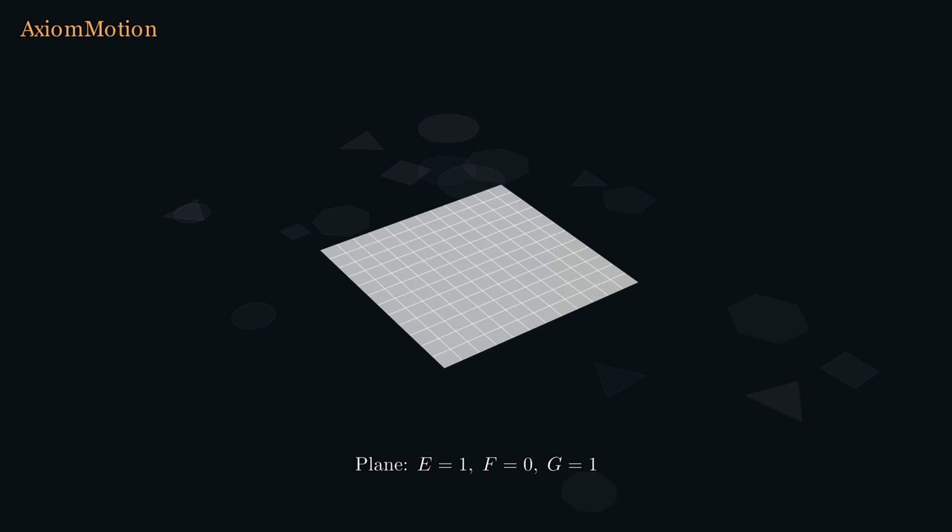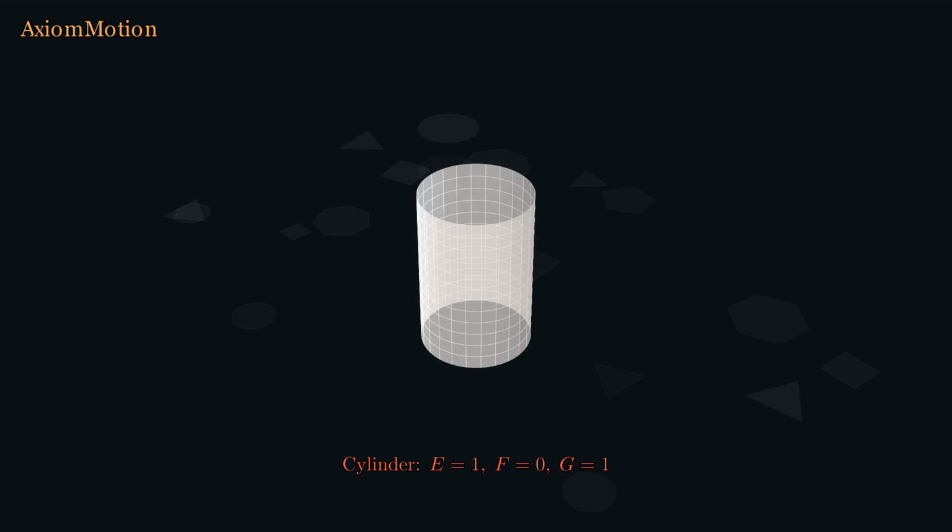Let us compute E, F, G for 4 surfaces and see what they reveal. The plane, the simplest surface, E equals 1, F equals 0, G equals 1. No surprises. Now the cylinder. Parameterize it as cosine u, sine u, v. Take the dot products, E equals 1, F equals 0, G equals 1. Wait, those are exactly the same numbers as the plane. A cylinder and a flat sheet have identical first fundamental forms. The ant cannot tell them apart.